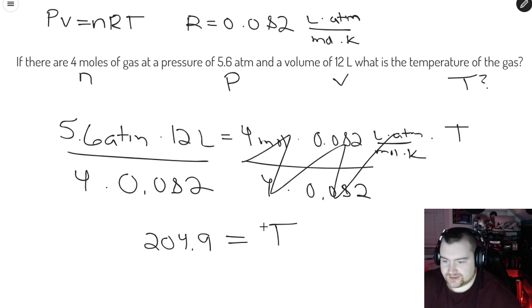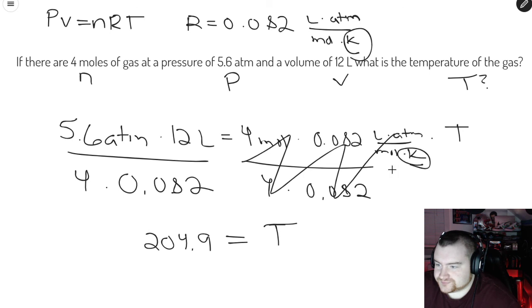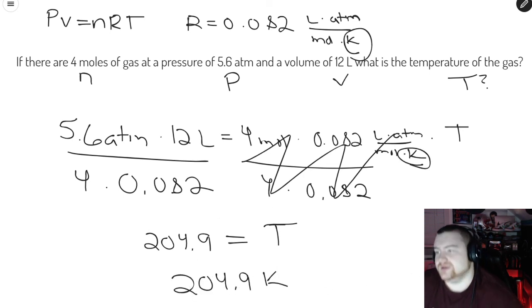So you will need a calculator to do these. You just multiply the top and the bottom and then divide them together. You'll get 204.9. What unit is this temperature in? Well, it has to be in what? Kelvin. So 204.9 Kelvin is the temperature of the gas. So the ideal gas law isn't harder than the gas laws we've done. They just require you to make sure you're paying attention when you're putting numbers into our variables and making sure that our units are the ones that we want to match our gas constant.